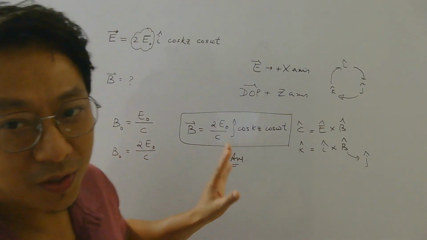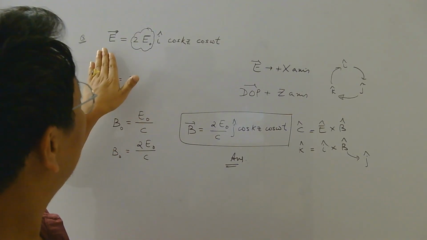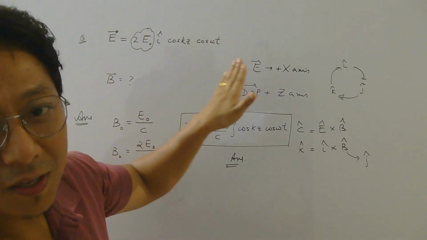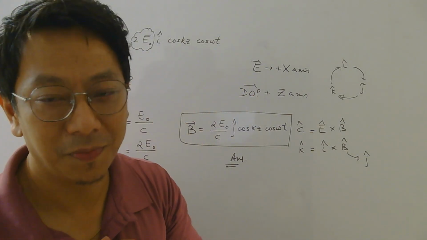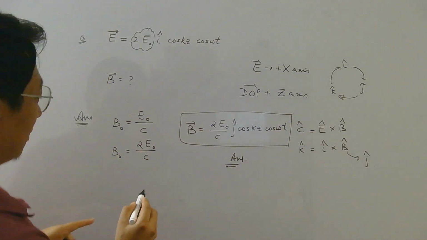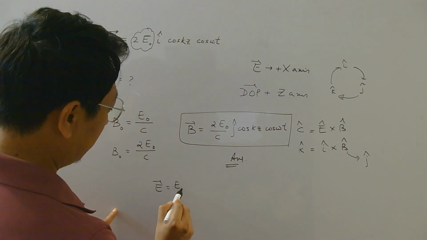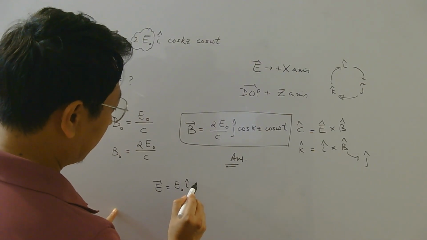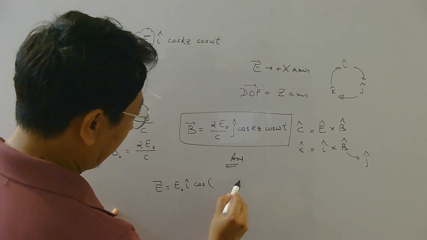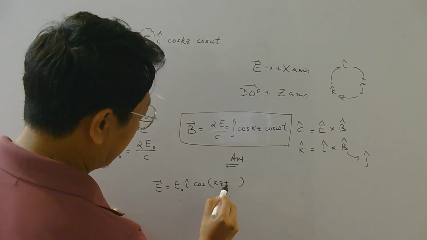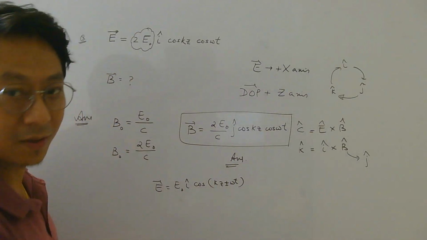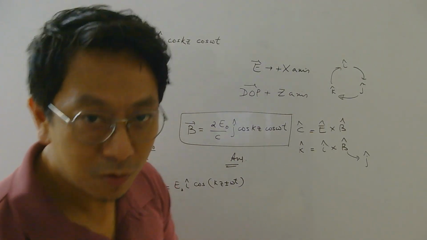Now the problem with this answer is, if you look carefully, this is not a traveling wave. In a traveling wave, the electric field should be some peak value and some unit vector with cos or sine of kz plus minus omega t. This is how a traveling wave looks like.